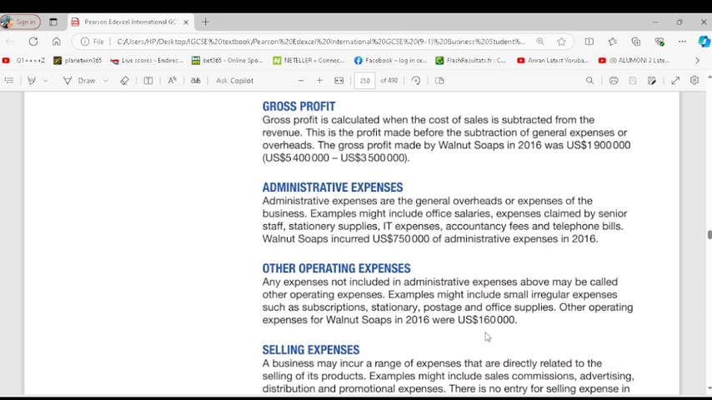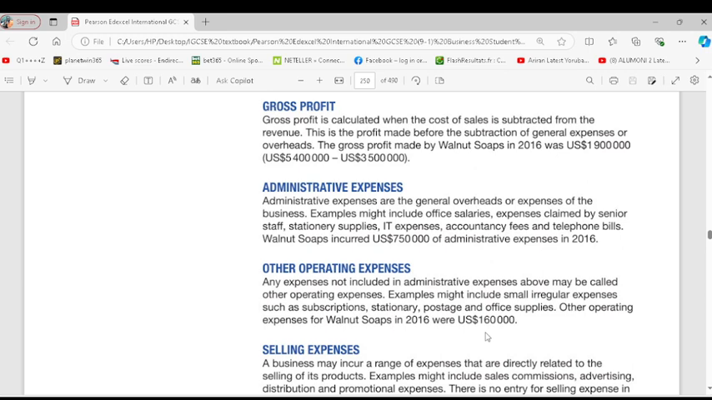Clear? Operating expenses. Any expenses not included in administrative expenses above may be included in the operating expenses. Whatever expenses are not aligned to administration are operating expenses. Operation means the day-to-day running of the business. So all expenses that go into the day-to-day running of the business are operating expenses, or you call them revenue expenditure.